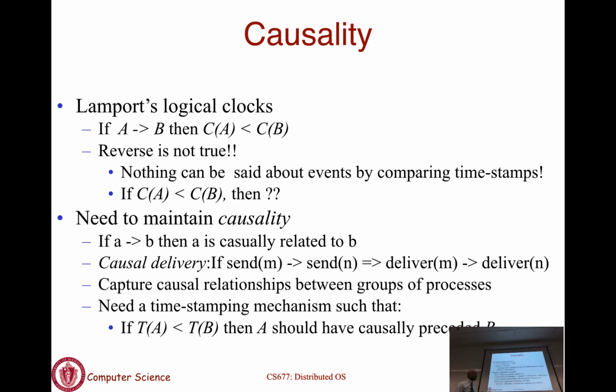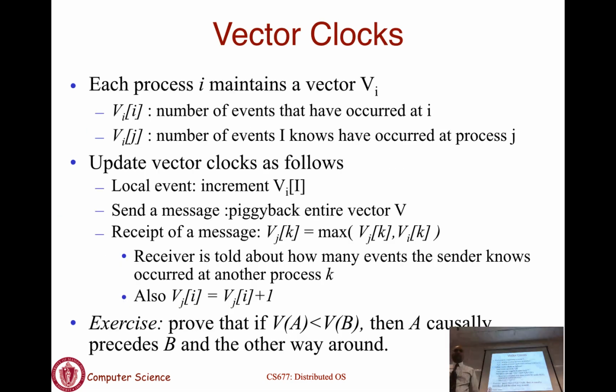So essentially, you need a timestamping mechanism that says if the timestamp of A is less than the timestamp of B, A should have causally preceded B, or A has happened before B. So how do we do that? Here is the algorithm, but I'm going to draw a picture to show you how it works, because that's going to be all self-explanatory once you have a picture.